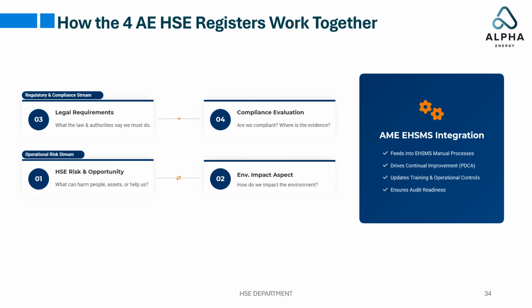Together, these four registers integrate into the Al-Masood Energy EHSMS, where they support key management functions such as EHSMS manual processes, continual improvement through the PDCA cycle, updates to training and operational controls, and readiness for internal and external audits. This integrated approach ensures that risks are controlled, environmental impacts are managed, legal obligations are met, and the organization maintains a strong compliance and safety culture.